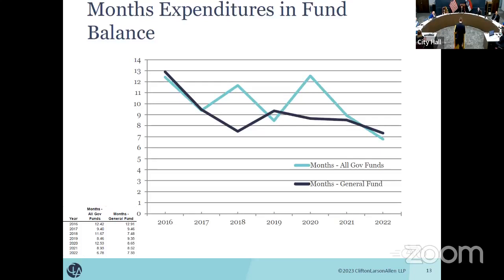That dark blue line is the general fund. So going back in time to 2016, it was just shy of 13 months. For 2022, it's just over 7 months. While it's gone down quite a bit, 7 months is still a pretty healthy reserve. I mean, generally you'd say you want no less than 3 to 6 months. You're still above 6, so still in a good spot.